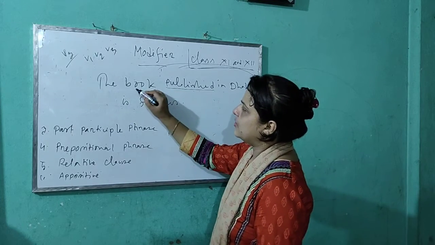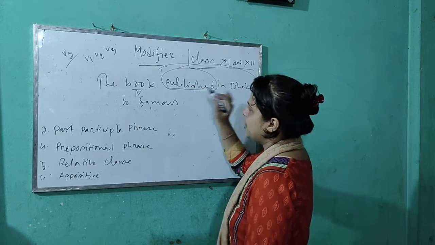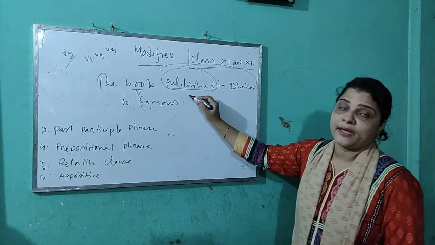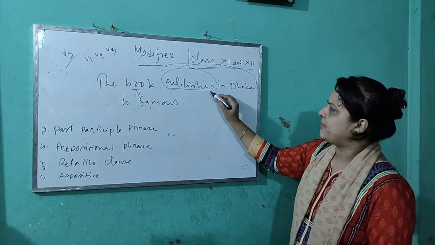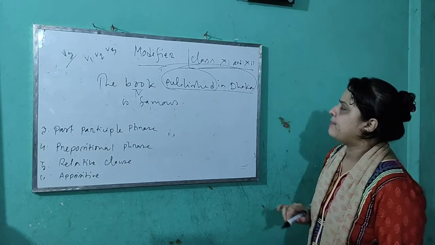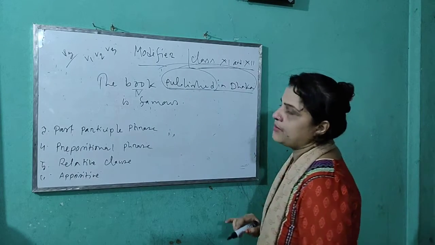Okay, the book, this is noun, and after this noun I have used published. So this is past participle. Past participle acts as a modifier. But whenever you elaborate it, like published in Dhaka, this becomes a past participle phrase.